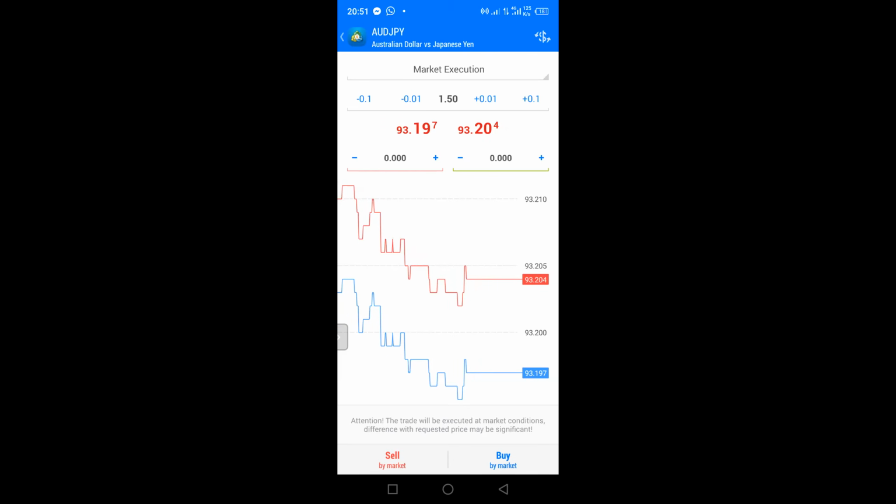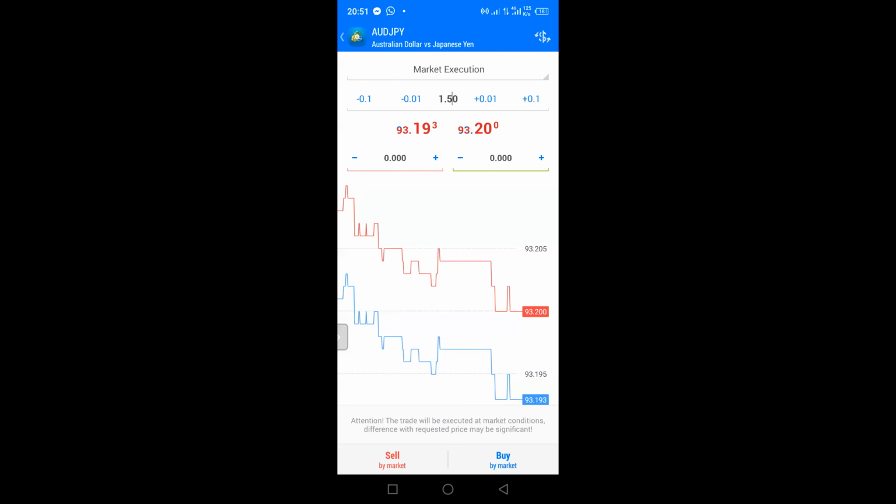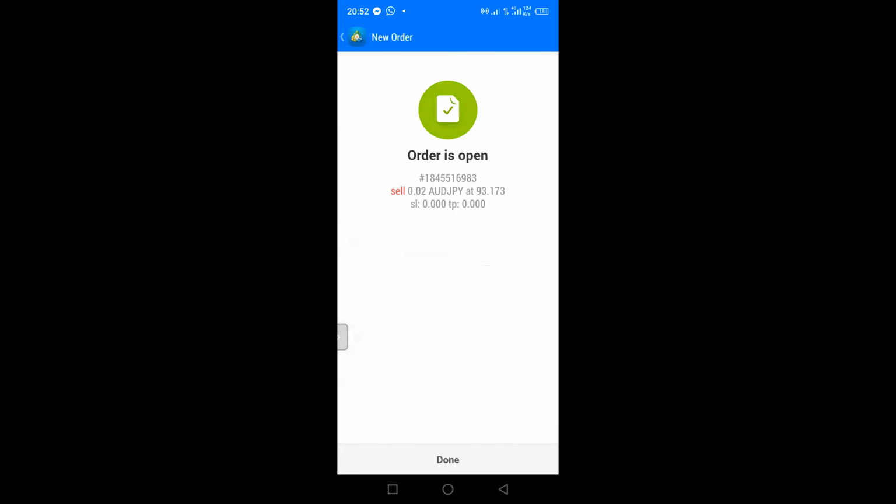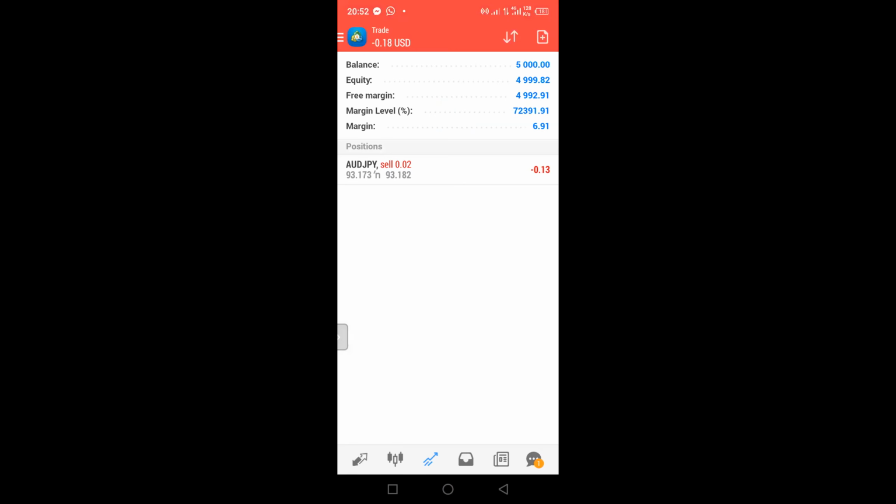the quantity I want. So let's do an exercise, for instance, now. This is AEDJPY, and I'm willing to take a sell. And the quantity I want is 0.02, meaning I'll be controlling about $2,000 thereabout, right? And I want to sell, right? I'll simply come here and click on sell by market. Once I click on sell by market, it tells me order is open. I'm in the trade. I'm in a trade right now.